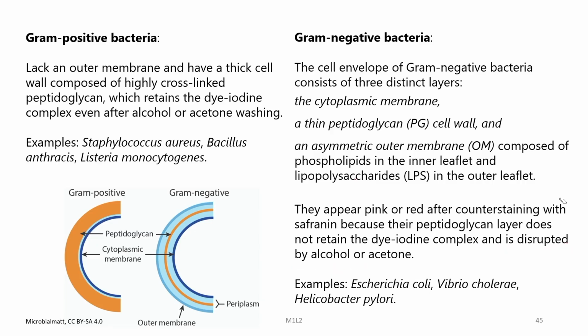The examples of gram negative bacteria are Escherichia coli, which is also a model organism, and Vibrio cholerae, which causes cholera disease, and Helicobacter pylori.